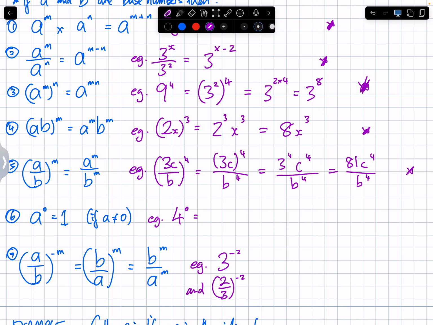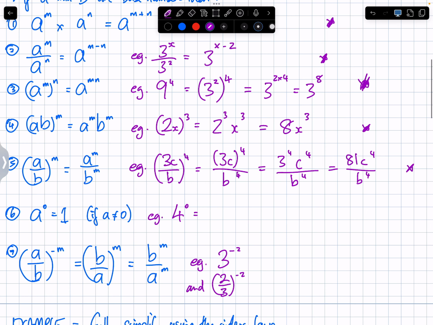Number 6. Anything raised to the power of 0 is 1. Please don't forget that. That will be very useful if you do future maths. Anything that is raised to the power of 0, as long as the base number itself is not 0, is 1. So 4 to the 0 would be 1. 256,301 to the power of 0 is going to be 1. Please don't lose a mark to that one.